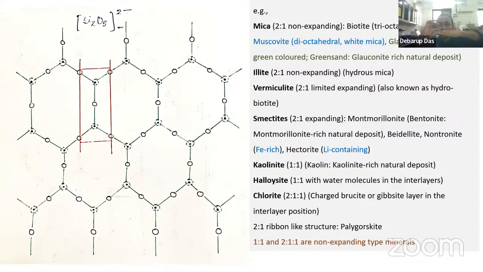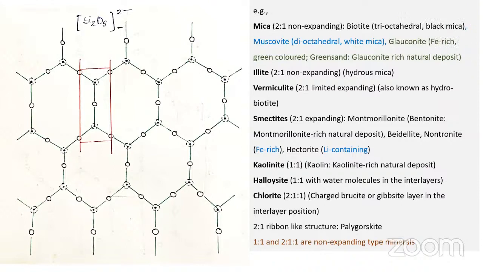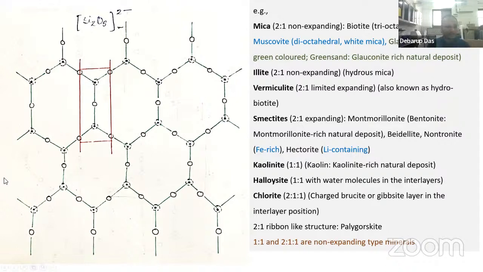After that, you will have interlayer cations. Then again, one tetrahedral sheet, one octahedral sheet, one tetrahedral sheet. In mica, there will always be two tetrahedral sheets and one octahedral sheet. And the compositions of those tetrahedral as well as octahedral sheets, that means the substitutions, will also be within a certain range. That is why you will have a certain distance in A and B directions. This is say the A direction, and this is the B direction. It can go anywhere.